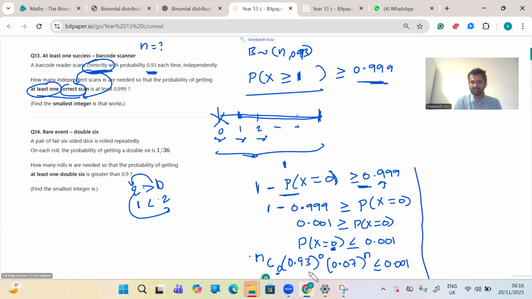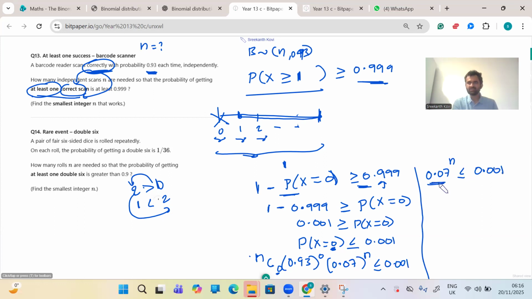Remember that. And 0.93 to the power 0, that is also 1. And you have 0.07 to the power n less than or equal to 0.001. There are two ways you can do that.